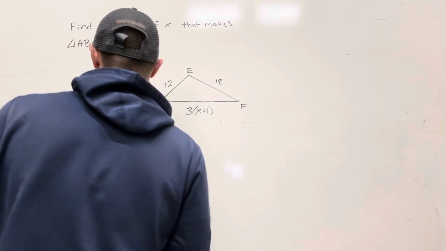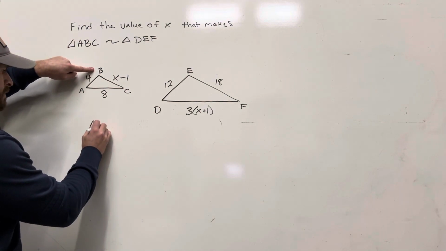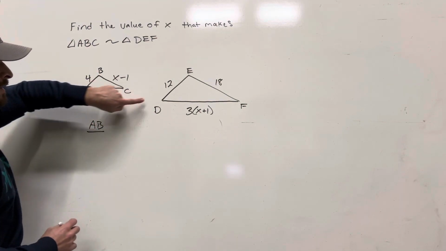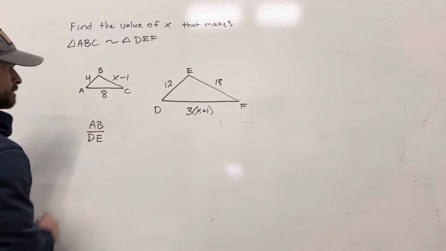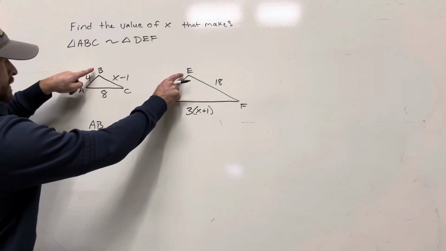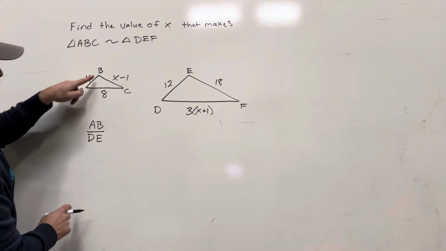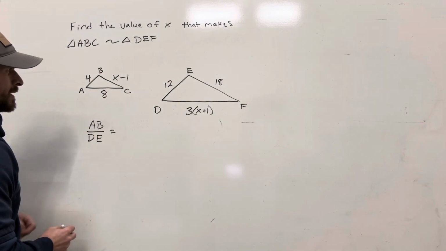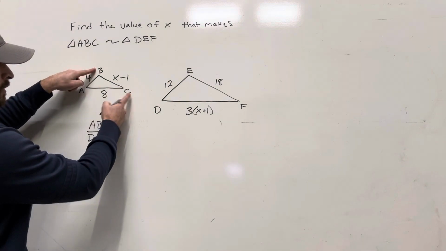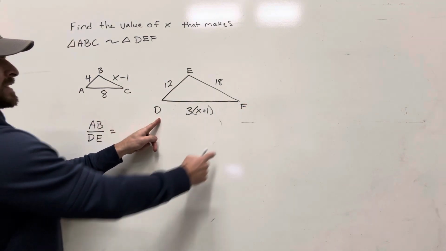Okay, so I'm just going to set up a proportion right here. I'm going to say side AB over side DE. Side DE, these are corresponding sides. So we're setting up the proportion: AB over DE has to be equivalent to BC over EF, or we could do AC over DF.